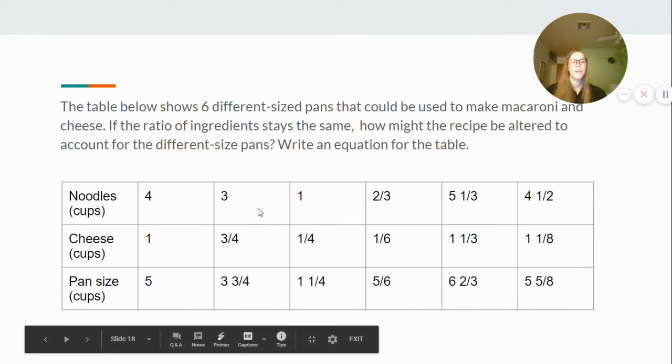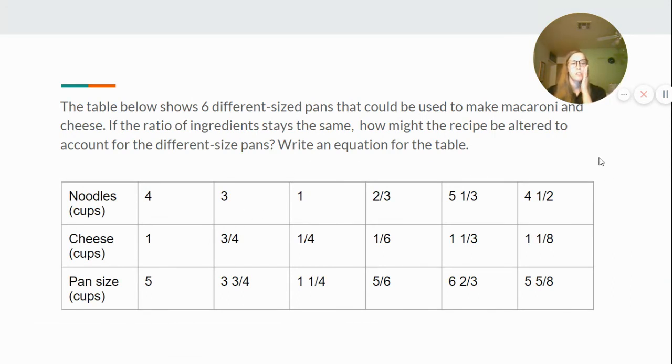So here you are going to work on this one on your own. When you're ready, hit play to see the answer. It's going to have you write an equation. So it shows 6 different sized pans that can be used to make macaroni and cheese. If the ratio of ingredients stays the same, how might the recipe be altered to account for the different sized pans? Write an equation for the table.